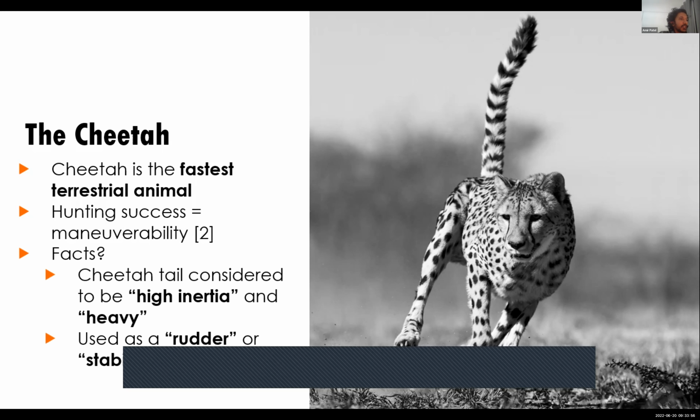So another thing that we know are these facts, which are, I guess, more anecdotes, where people say things like the cheetah tail is considered to be high inertia. It's also considered to be heavy and used as a rudder or stabilizer. If you watch any wildlife documentary, if you're in South Africa on a game drive, a ranger will say things like that. But there's actually no one's proven that at all or done any kind of biomechanical study on that.